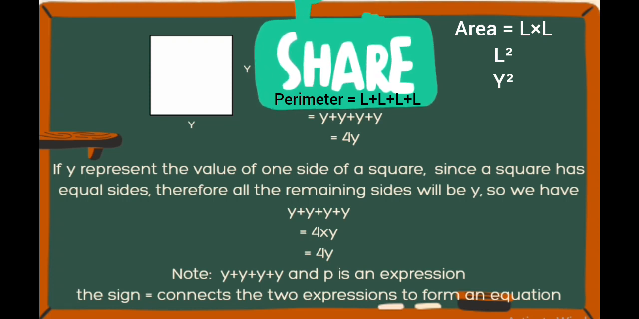So if y represents the value of one side of a square, since a square has equal sides, therefore all the remaining sides will be y. So we have y plus y plus y plus y, and that is 4y. Now note that y plus y plus y plus y and P are expressions. The equal sign connects the two expressions to form an equation.